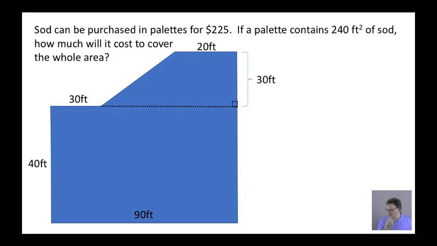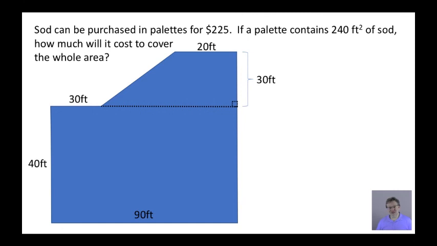Well, I'm thinking that it would be 90 feet from the bottom minus 30 feet from the upper left. 90 minus 30 will be 60 feet. Okay, so we have 20 feet and 60 feet. Those are the two bases of that trapezoid. And then we have the height of the trapezoid showing there as 30 feet.